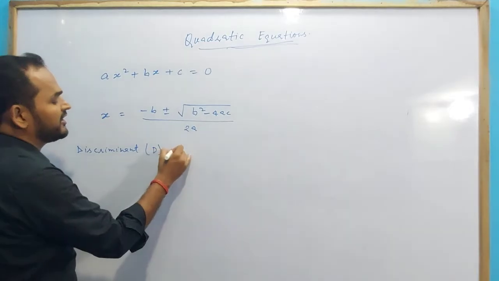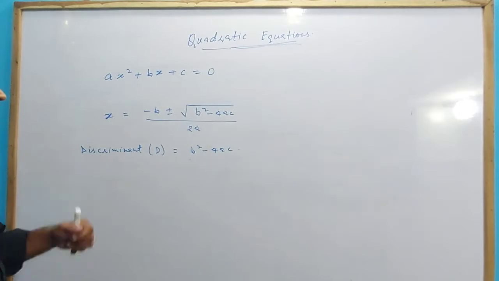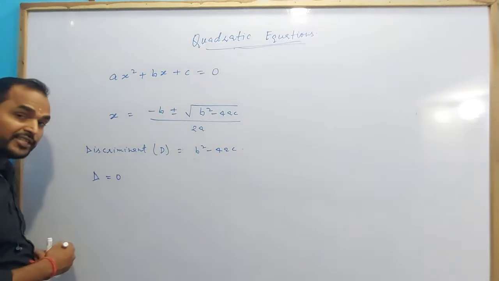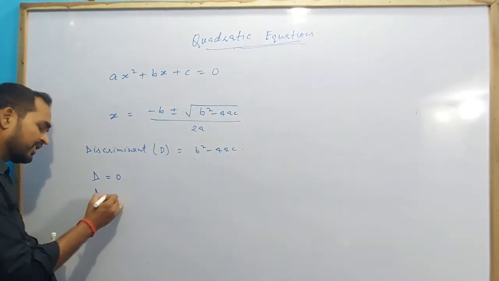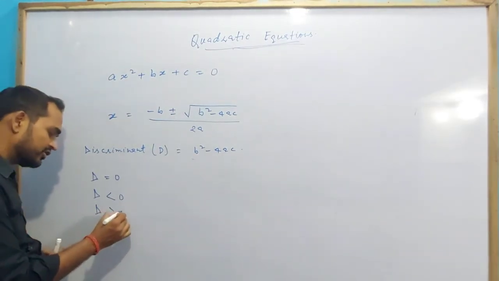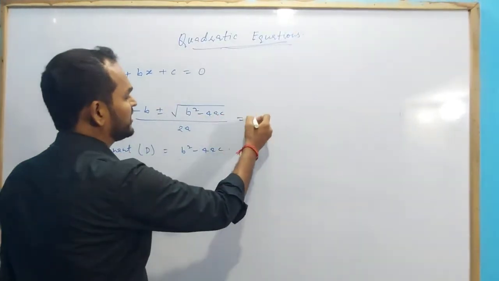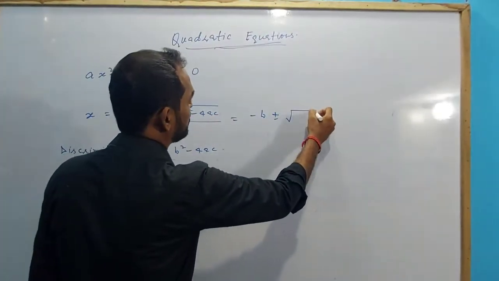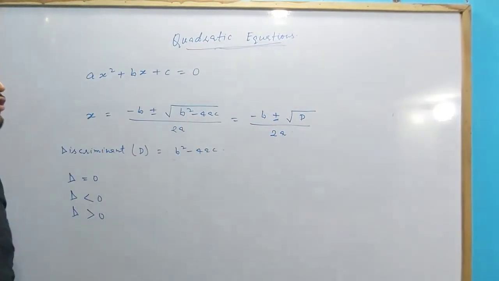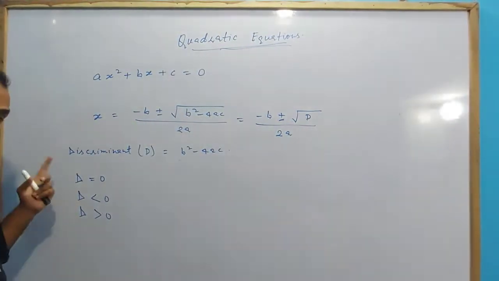as D, and it is equal to b square minus 4ac. So there are some things related to this. When D equal to 0, what will be the nature of roots? When D less than 0, what will be the nature of roots? When D greater than 0, what will be the nature of roots? Very importantly, it can also be written as minus b plus minus root D upon 2a. So D is going to play a very important role in finding the roots here. The nature of D is also very important.